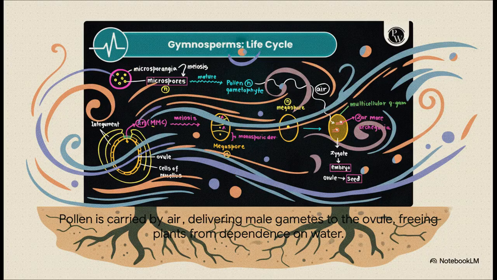And their life cycle reveals the other game changer, pollen. This was brilliant. Instead of having sperm that needs to swim through a film of water, Gymnosperms release these tiny little grains of pollen that can travel for miles on the wind. This diagram shows how the pollen is literally delivered by air, right to the doorstep of the ovule. This one invention completely cut the cord to water for reproduction. It let them finally conquer dry, inland areas.